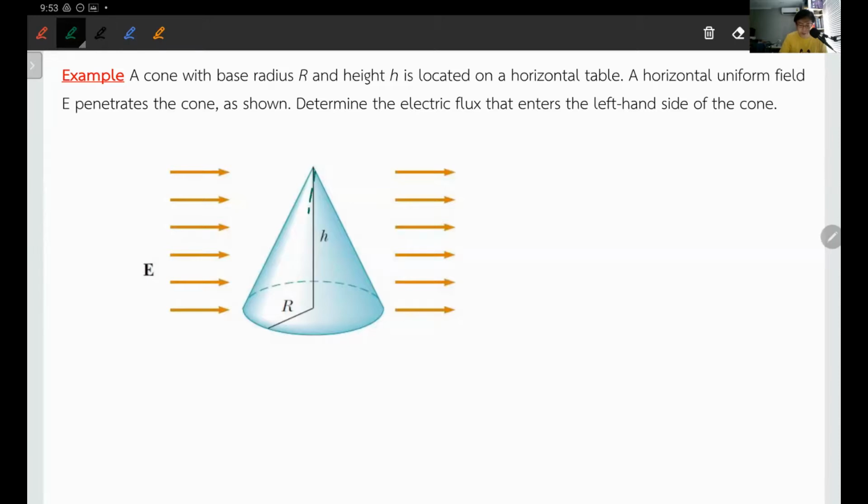Okay, let me split this one. They just want the left half of this one, they don't want the right half. What is the amount of flux that actually goes through the left half of this cone? All right, I'll give you a minute or two to think about it.